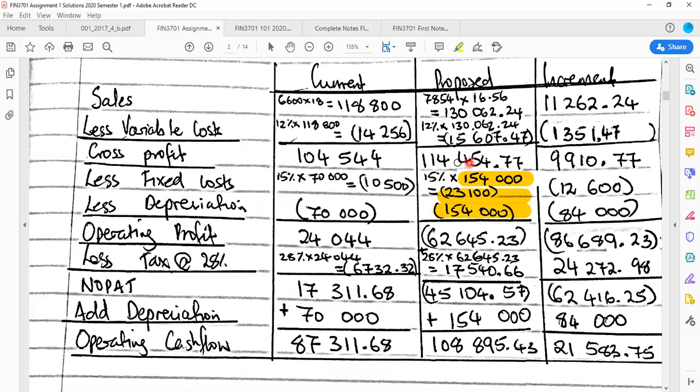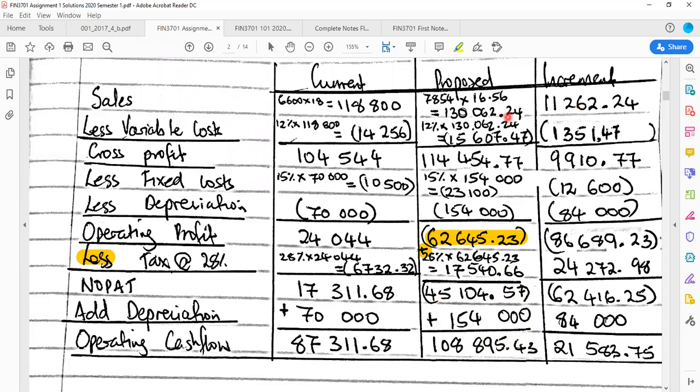154 is the depreciation. We subtract 114,454.77, subtract the fixed cost, subtract the depreciation, and we get the operating profit. So they actually made an operating loss. When you make an operating loss, you don't subtract tax, you actually add it. So you can see there's a plus there. We say plus 28% of this amount, and we get 17,540. Remember, if you make an operating loss, you get a tax benefit. So we add and we get 45,104.57, add back depreciation, and then we get the operating cash flow.